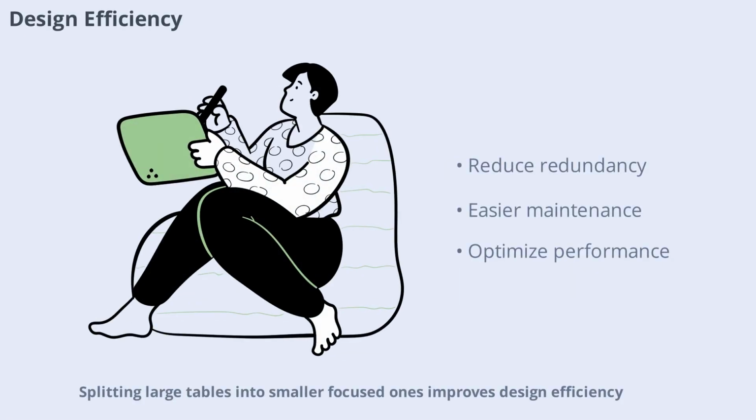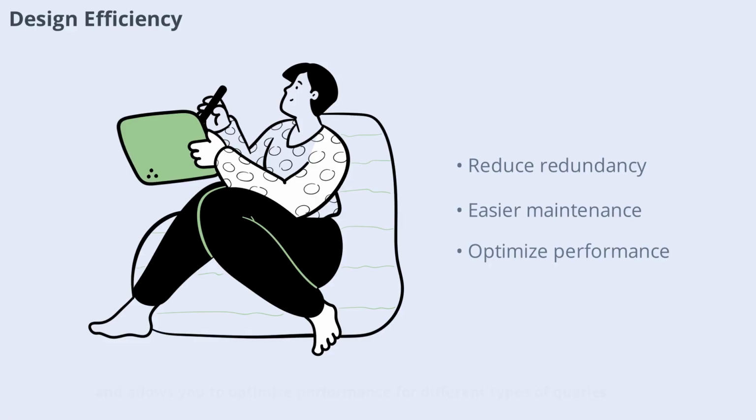Splitting large tables into smaller, focused ones improves design efficiency. It reduces redundancy, makes your schema easier to maintain, and allows you to optimize performance for different types of queries. This approach is a best practice in database design, especially for scalable applications.